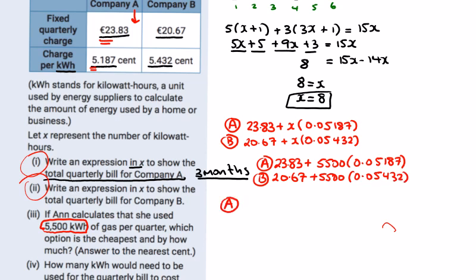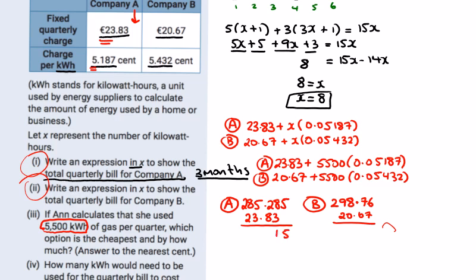A is giving me 285.285. I'll round off at the end. And then B is giving me 298, and this is just for the electricity cost, 298.76. Adding on the standing charges, 23.83 and 20.67.